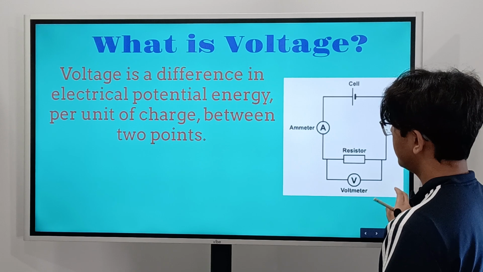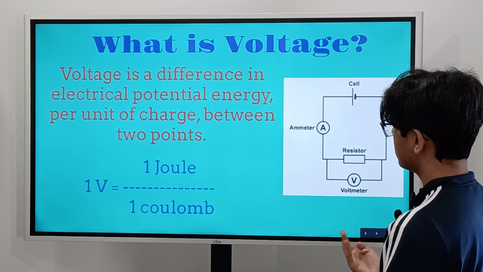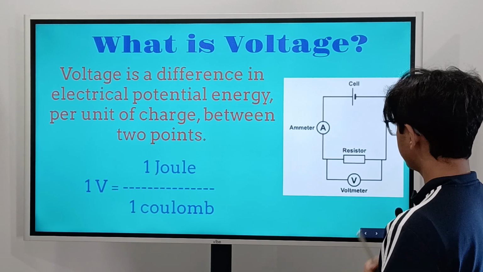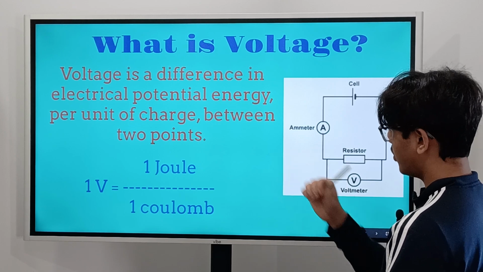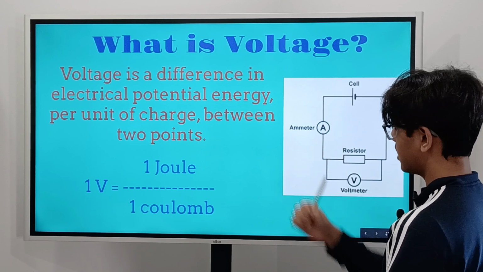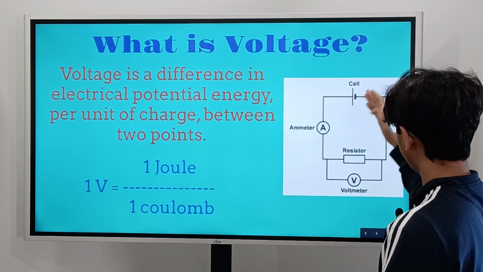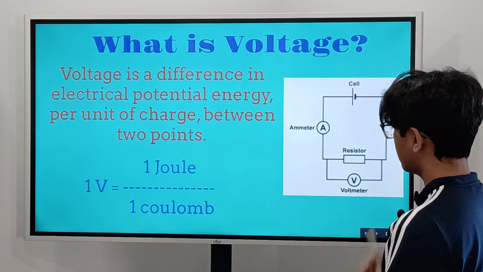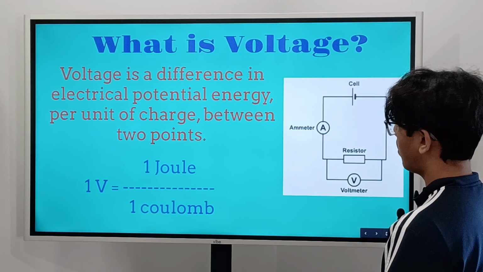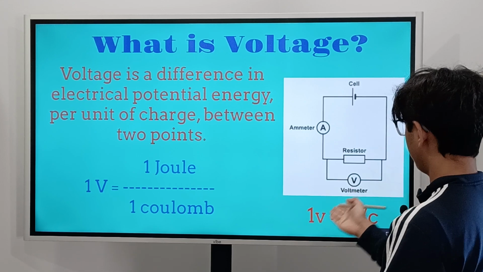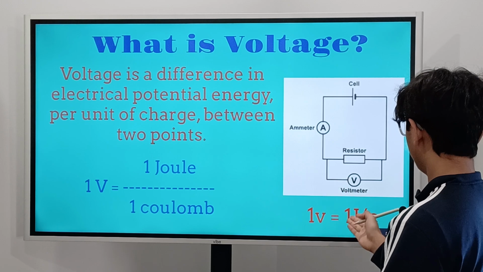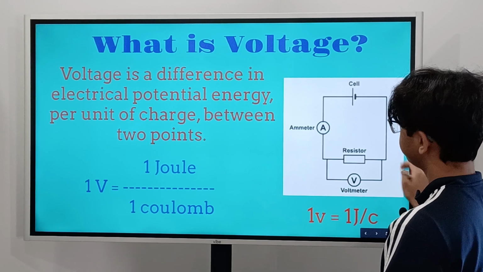Furthermore, we already know that voltage is a potential difference. So now, what is 1 volt? 1 volt is equal to 1 joule, which is how much work is done, divided by 1 coulomb, which is how much charge flows inside of your circuit. That is how much 1 volt is equal to. In short, 1 volt is equal to 1 joule per coulomb.